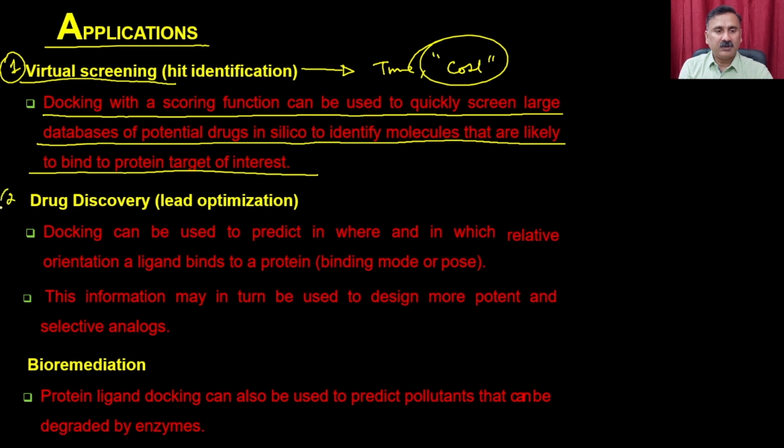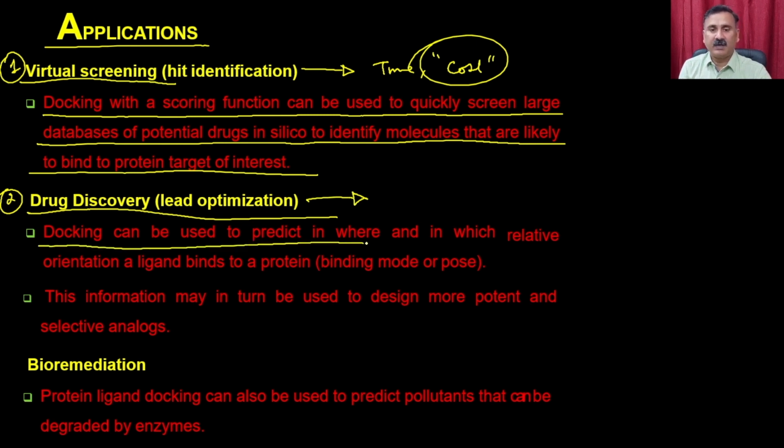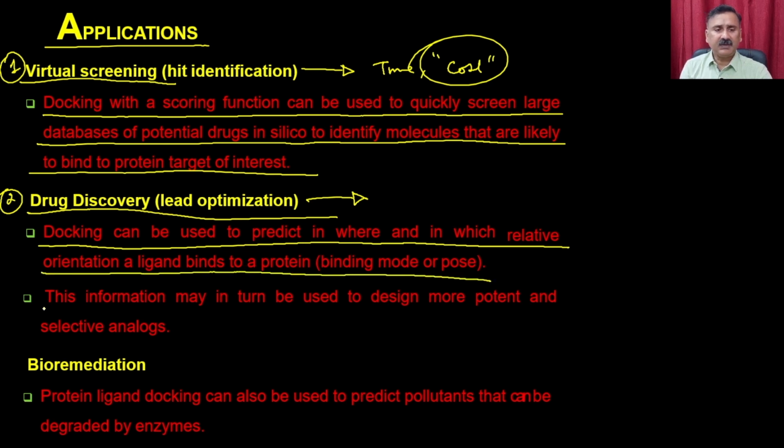Number two, you can use it in drug discovery. Suppose you have a lead, then you can do the lead optimization. Docking can be used to predict the relative orientation of a ligand binding into the protein. This information may in turn be used to design more potent and selective analogs. So drug discovery is also a very important aspect of docking.